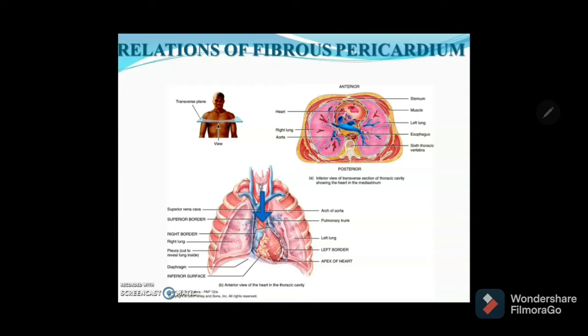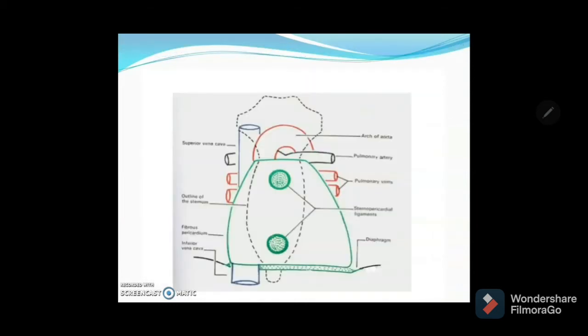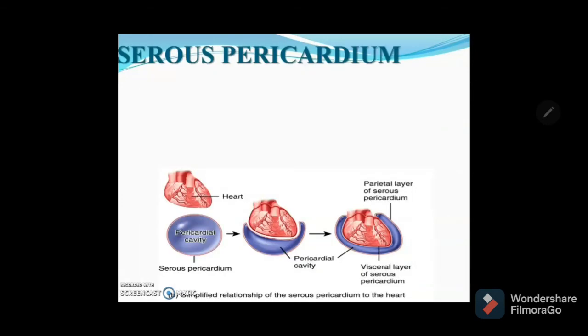So these are the different relations of the fibrous pericardium, and you can see anteriorly it is attached to the sternum by the sternopericardial ligaments in the anterior mediastinum, and posteriorly it is related to the bifurcation of trachea, esophagus, descending thoracic aorta, the structures of the posterior mediastinum, below the central tendon of diaphragm, and above it fuses with the roots of great blood vessels.